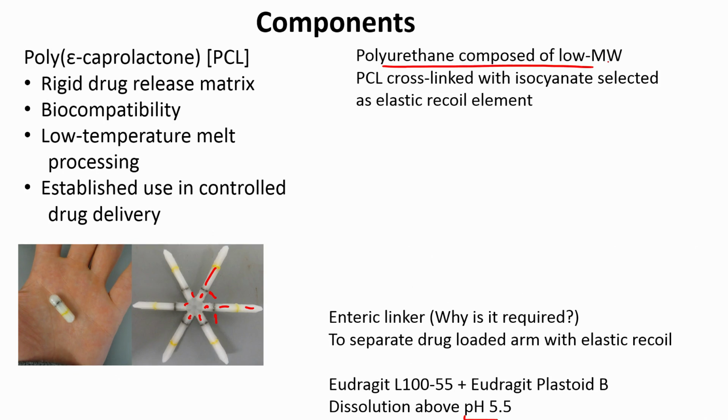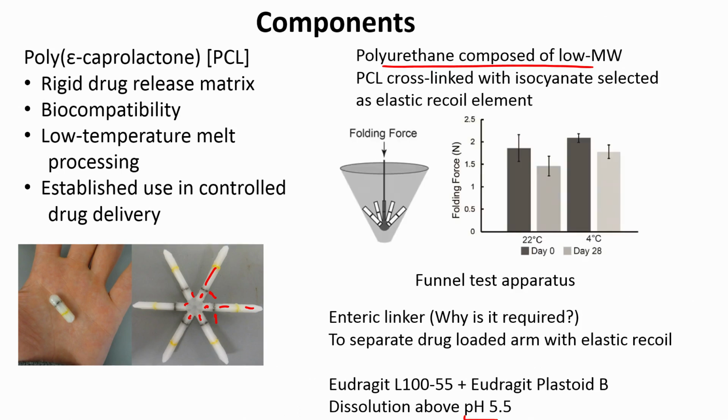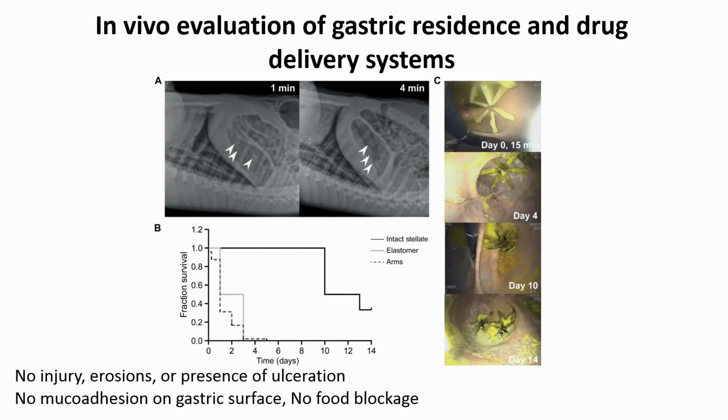Polyurethane, which is composed of low molecular weight PCL, is used for cross linking. So, this is basically that recoil component, and what they have also done is they have looked at the folding force that might be required to pass through the pylorus, which is nothing but the stomach hole through which your food passes and goes to the intestine. They have optimized these formulations such that whatever force any object may experience, it is able to withstand that force and should not really fold back. So, that is the whole criteria in designing this.